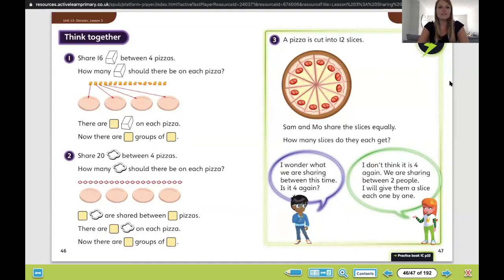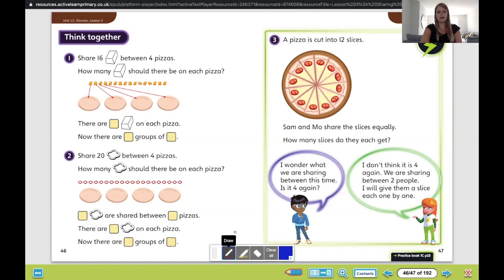So let's have a look at a few more examples in our Think Together section. Question 1. Share 16 pieces of pineapple between the 4 pizzas. How many pineapples should there be on each pizza? So we've got the 4 pizzas here, and we've got the 16 pieces of pineapple. So how many pieces of pineapple should there be on each pizza?